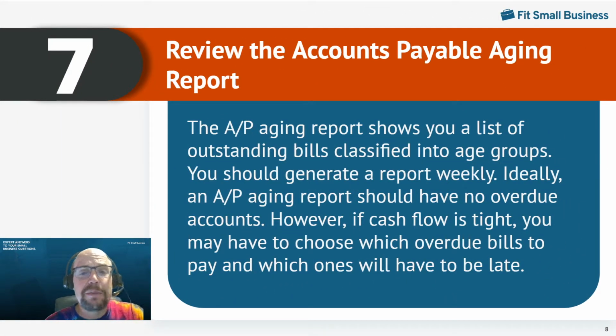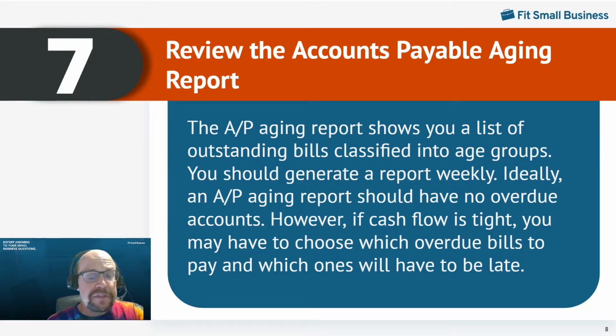Review the accounts payable aging report. So this is a fantastic report. It basically shows everybody you owe money to, and it groups them by whether it's a current payable, meaning it's not overdue, or how long it's overdue. Often they'll be in 30-day increments, so you have one column for current bills, one for 0 to 30 days overdue, the next one 30 to 60 days overdue, etc.